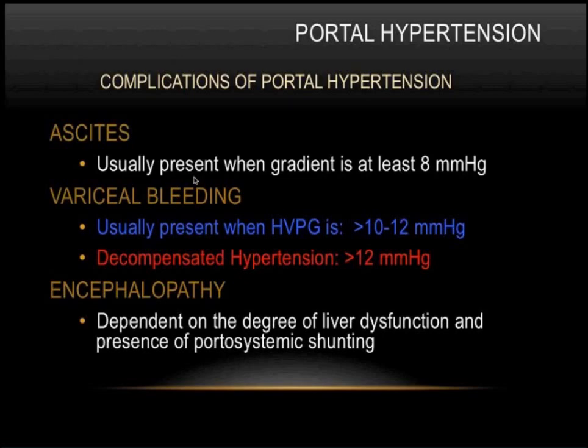But then you have to distinguish between compensated and decompensated portal hypertension. When you have a variceal bleed, data from innumerable papers in the IR literature show that variceal bleeding occurs only when the patient has decompensated portal hypertension, usually, of course, with a gradient more than 12. Encephalopathy really doesn't depend on the pressure. It just depends on the liver dysfunction. Of course, unless the patient had a portosystemic shunt, where all of the blood with this proteinaceous fluid is going towards the shunt, and then it's not filtered by the liver.